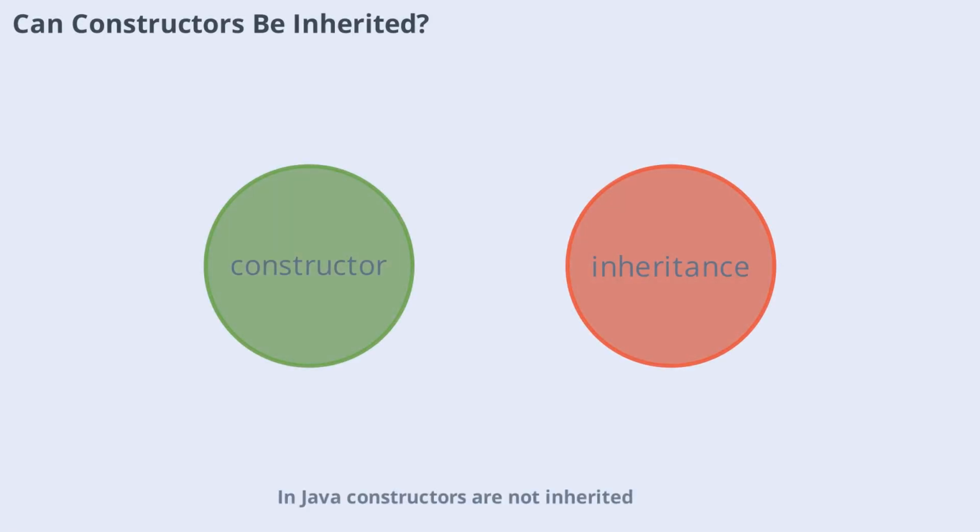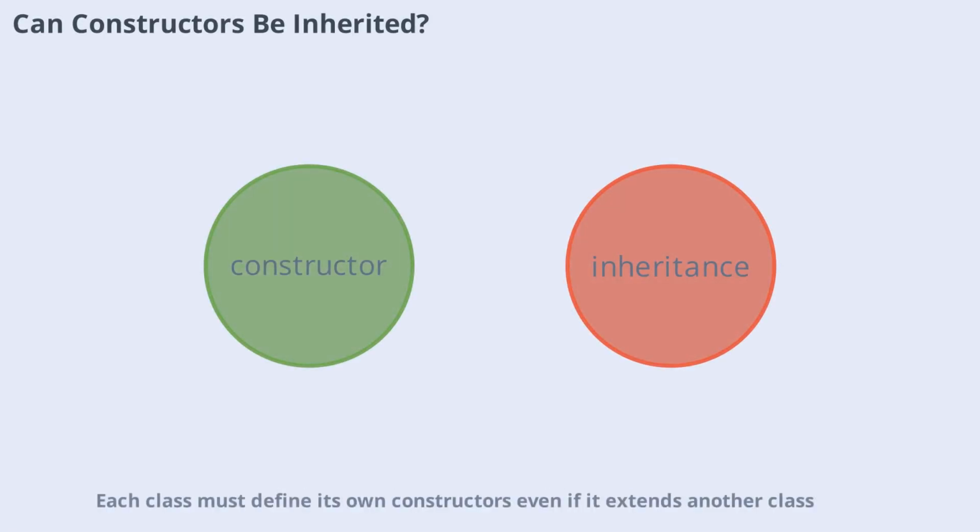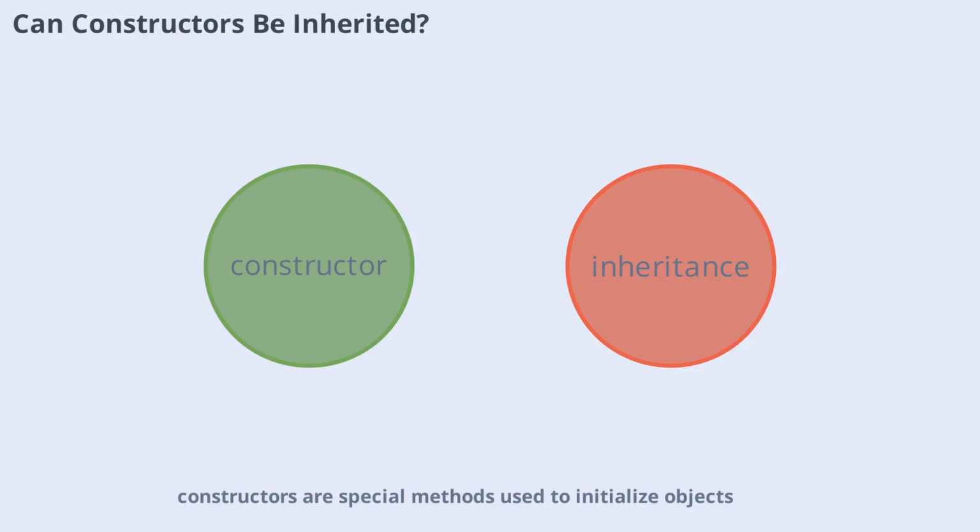In Java, constructors are not inherited. Each class must define its own constructors, even if it extends another class. While methods and fields can be inherited, constructors are special methods used to initialize objects and must be explicitly defined in each class. This ensures that each class controls how its objects are created.